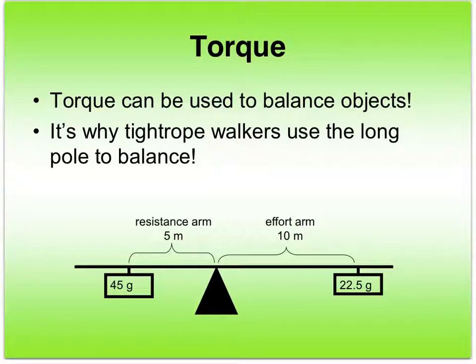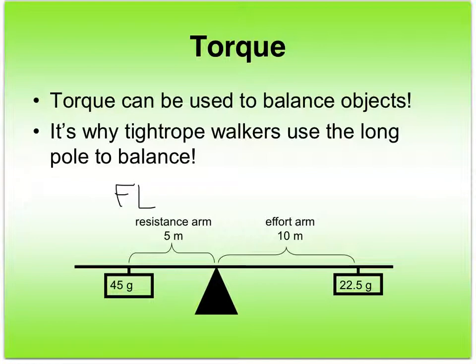If you're on a seesaw and I move the pivot point, it becomes harder to move somebody the farther away they get. So in this example, if I place an object that has a mass of 45 grams 5 meters away from a resistance point, from a fulcrum, I would only need the weight of another object that has a mass of 22.5 grams if I double the distance. So if I double this lever arm, I only have to halve the weight in order to hold it in place.